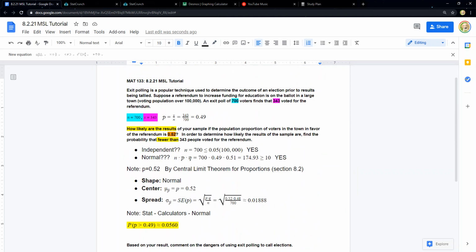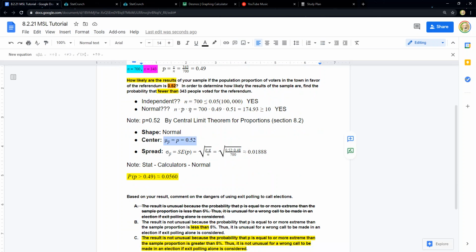So it's a little bit complicated up here. Technically, you don't have to do the independent normal thing. Technically, I did it wrong because I should have done P and Q instead of P hat and Q hat, but whatever. But what you do need is a center built off of that 0.52 and a spread. So look for that population value given to you. Figure out your center and your spread. Then figure out what direction you're going.